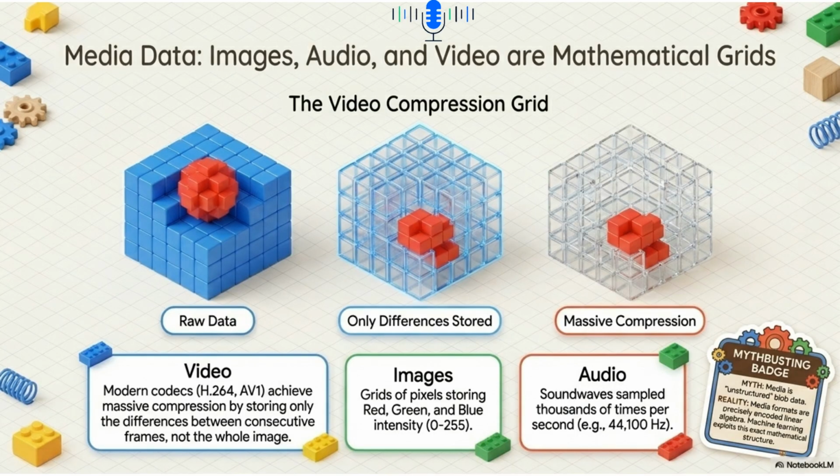Media data, including images, audio, and video, are mathematical grids. Images store color intensity grids. Audio is based on sound waves sampled thousands of times per second. Video achieves massive compression by only storing the differences between consecutive frames.